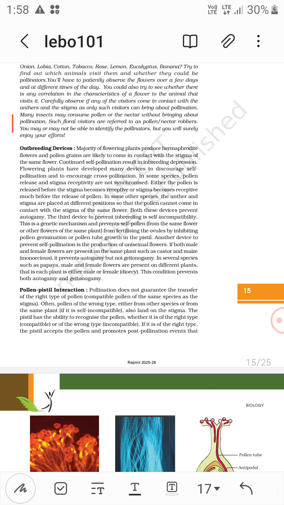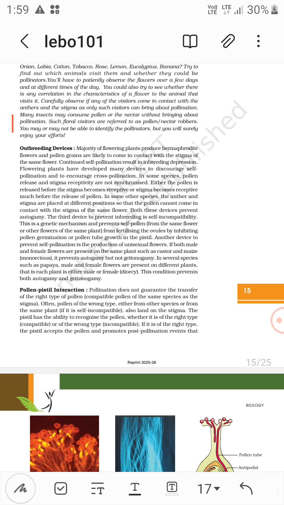In several species such as papaya, male and female flowers are present on different plants. Each plant is either male or female, that is dioecious. This condition prevents both autogamy and geitonogamy.